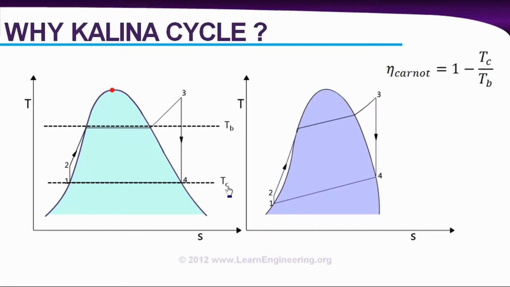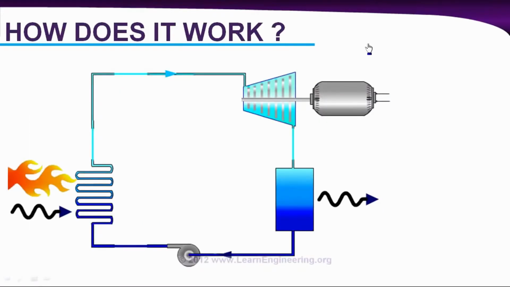And these two average values for a Kalina cycle will be like this. You can see it's much wider compared to a Rankine cycle. It has a higher average heat absorption temperature and a lower average heat rejection temperature. So obviously it will have a high thermal efficiency. Now let's see how this cycle is implemented in an actual case. How does it work practically?